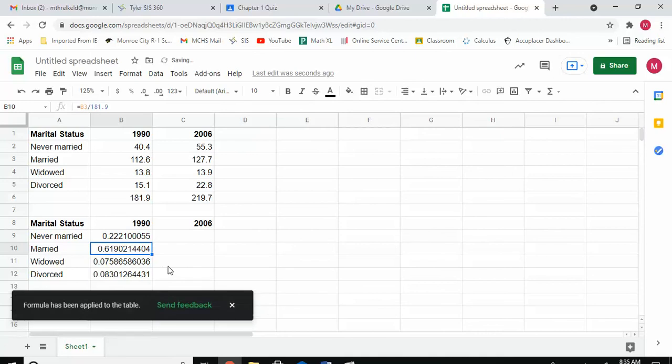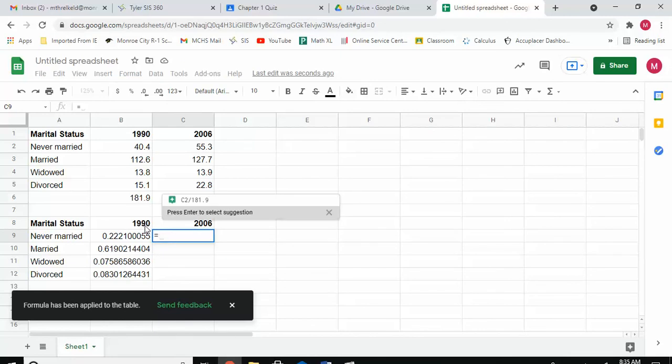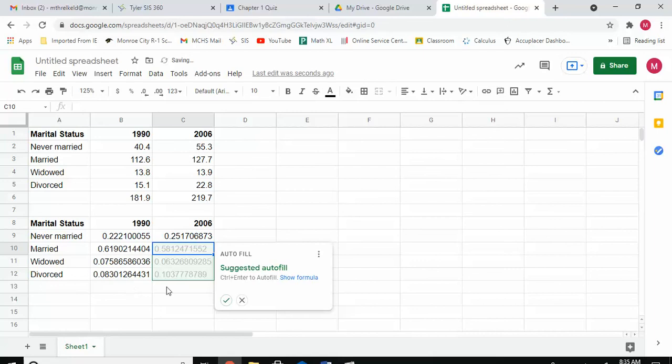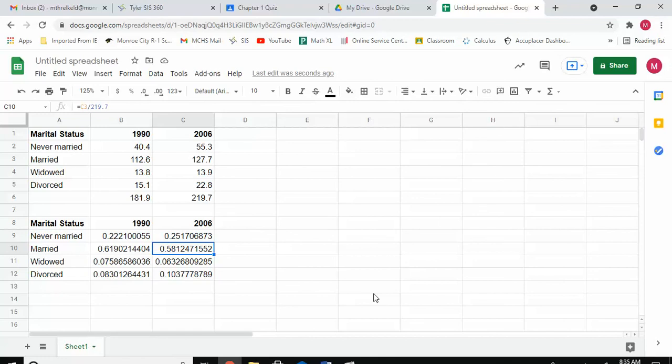And it does autofill the others. You can drag that formula down and it gives you all of the others. So for 2006, if I hit equals, I want to select that 55.3 and I want to divide it by 219.7. Again, just for a few values, if the formulas throw you, you are welcome to just do them on your calculator. Does anybody need help right now?